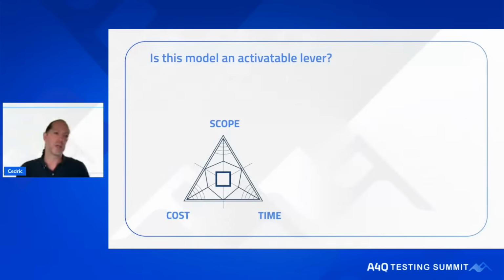And in that scheme, if you change one, you definitely need to impact the others. And where the quality lies is actually in the middle. It's the surface of that triangle. The surface between scope, cost, and time is the quality. And that's what we are the guardian angels of.